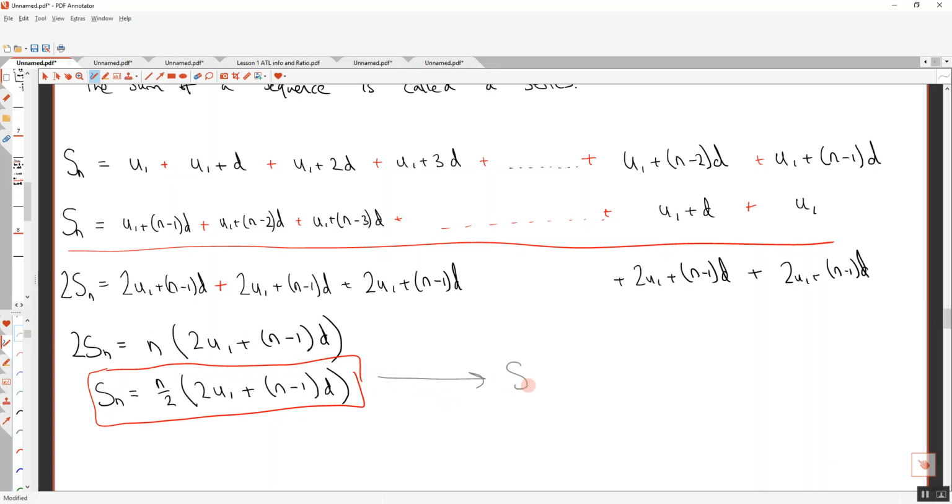Now, if I take it again, I've got n over 2. Now, I've got 2 u1s, yes? So I could write that as u1 plus u1, yep? u1 plus u1 is 2u1, correct? Happy enough? And then I've got my plus n minus 1 times d. Now, the reason I did that is because what do I notice about this part and this part?